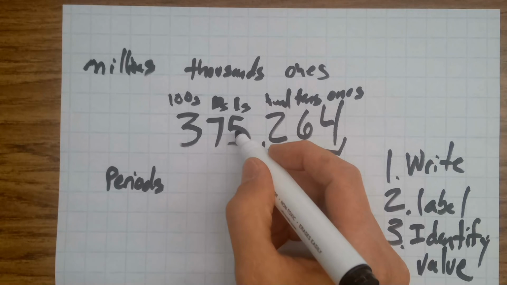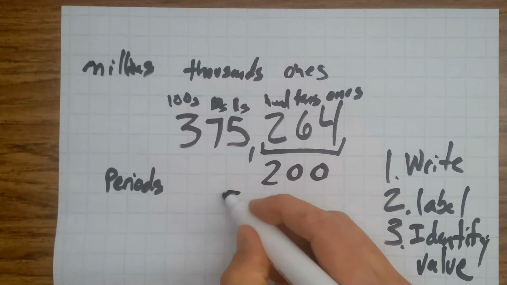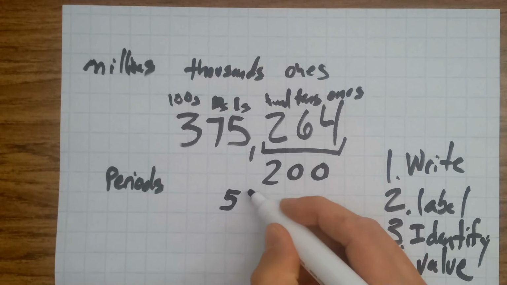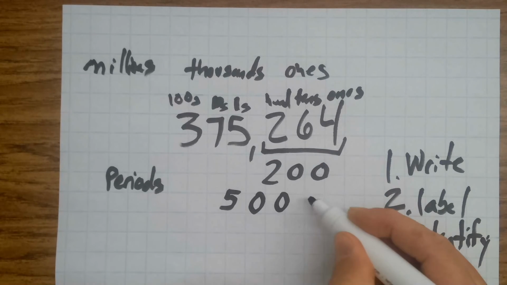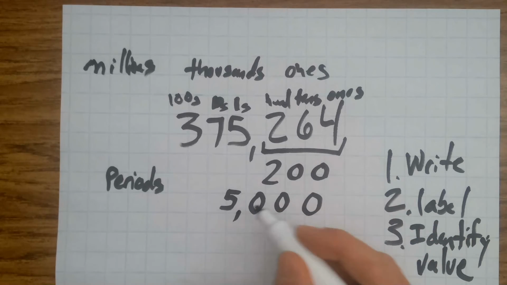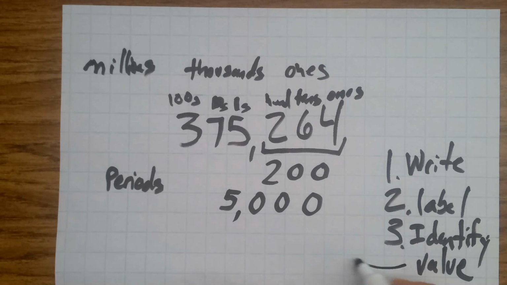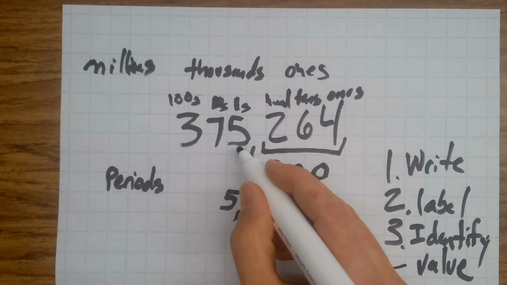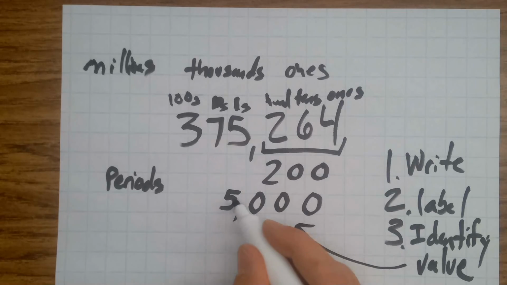So what's the value of this 5? Well, it's in the thousands, so I write the 5 here, and to find the value of it, I just complete the place value chart here below, putting in zeros, and I find that the value of this digit here in the thousands is 5,000.